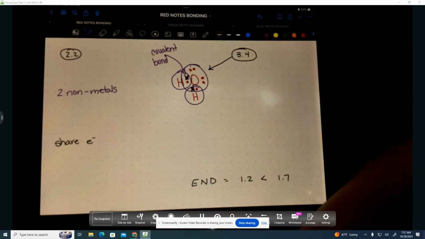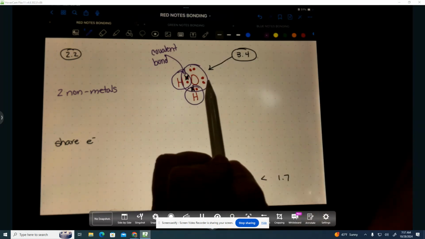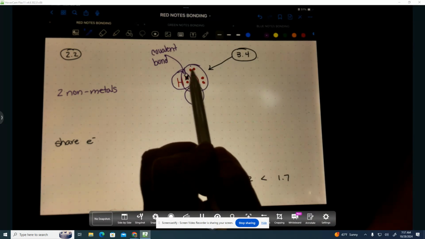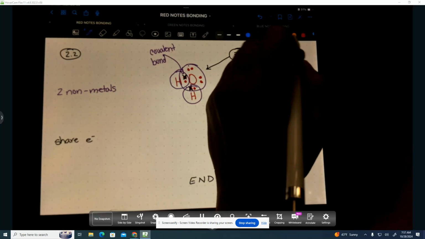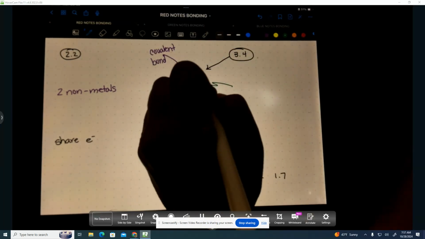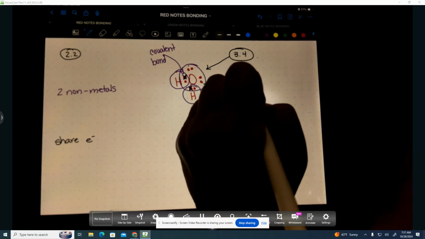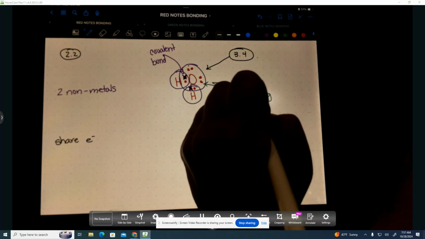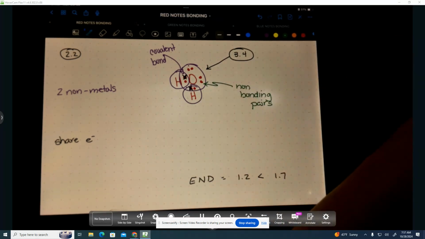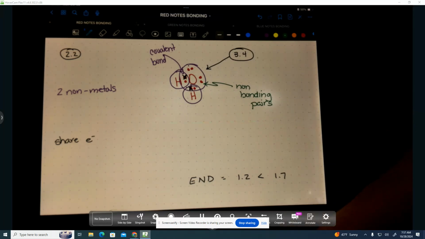Can I make any bonds out here on this hydrogen? Can anything else come up there and bond right there? Why not? There's no more valence electrons to work with. Good. These 2 electrons over here and these 2 electrons over here are called non-bonding pairs. Non-bonding pairs. A covalent bond is made from 2 electrons. Usually 1 from one and 1 from the other. Not always, but usually 1 comes from one and 1 comes from the other.